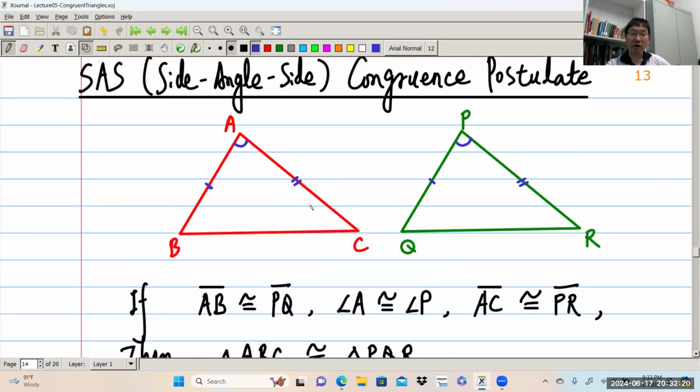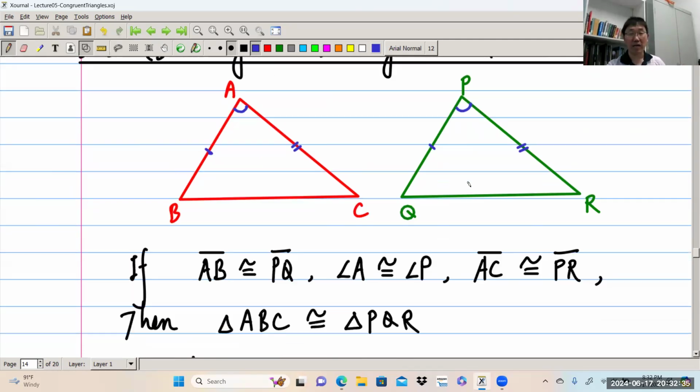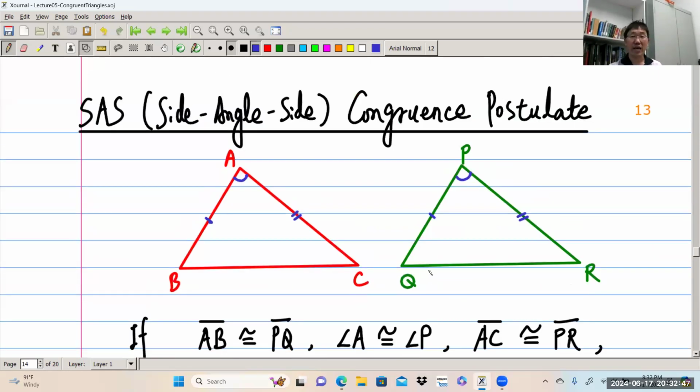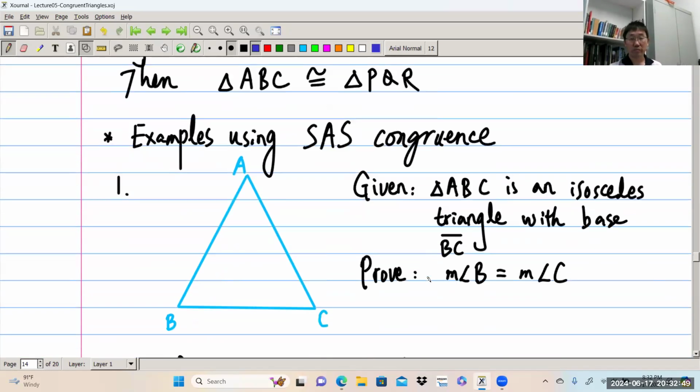So look at this diagram here. AB is congruent to PQ, and AC is congruent to PR, and angle A is congruent to angle P, and angle A and angle P are included angles, right? Then you can claim what? These two triangles are congruent. Basically, you just use the two fingers and fix the angle to make two triangles over there, like that. Make a copy over there. Do you agree? So we have the so-called SAS congruence postulate.